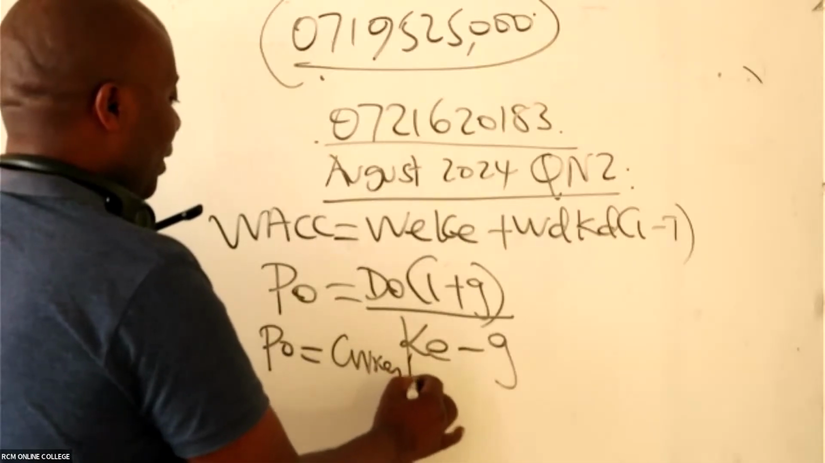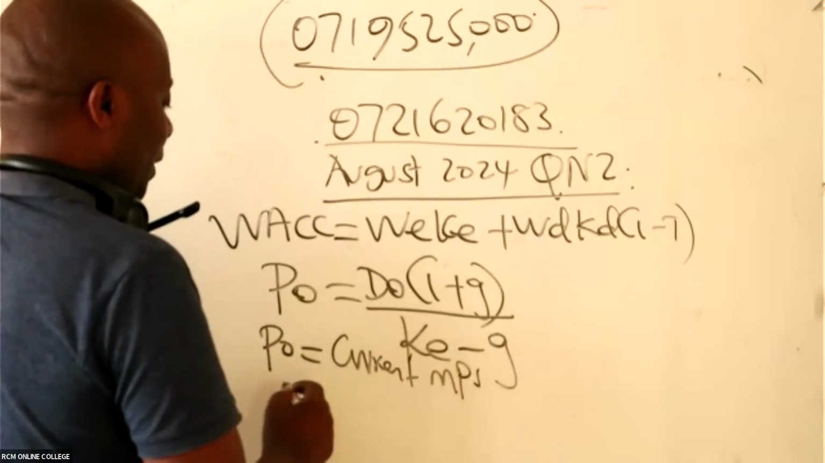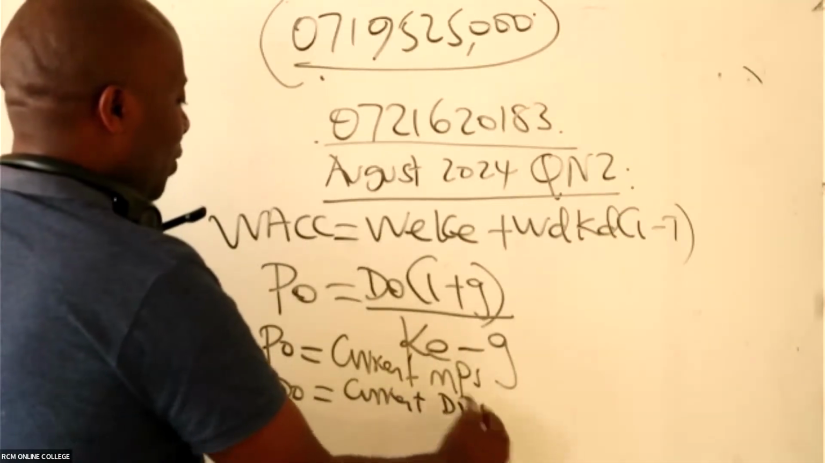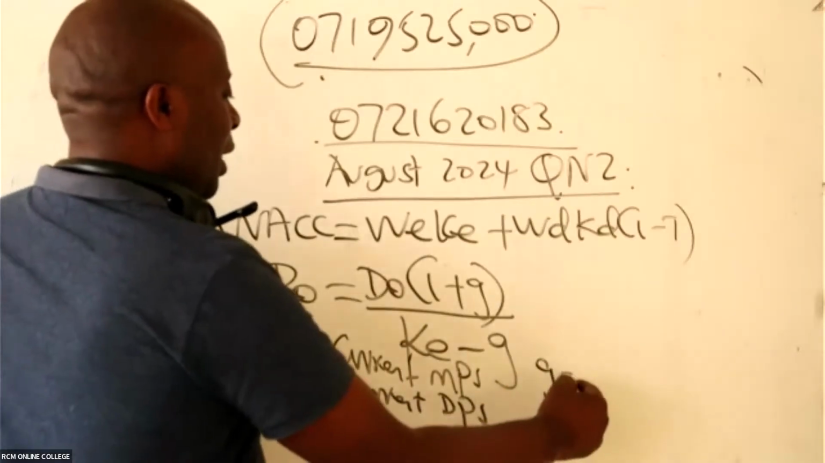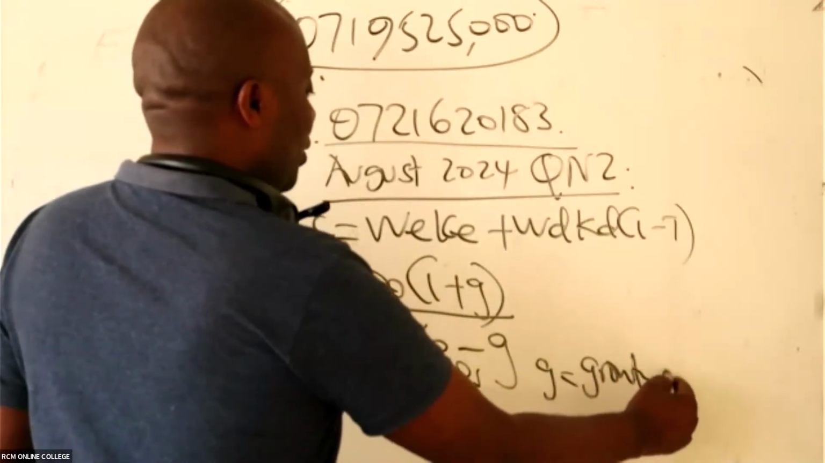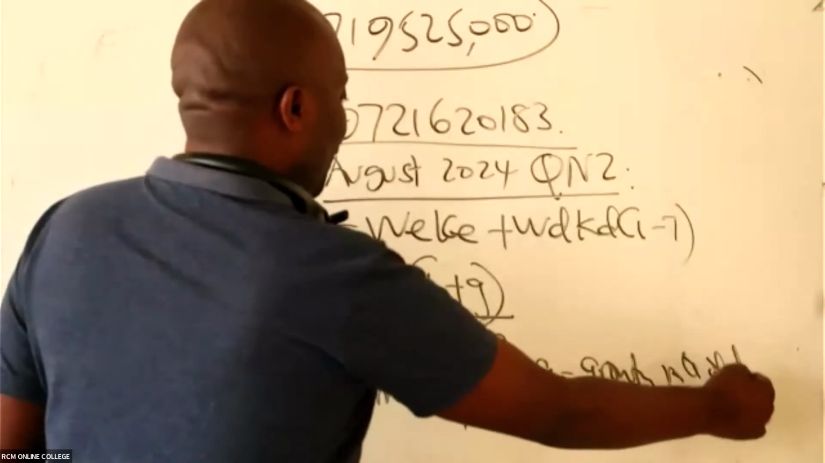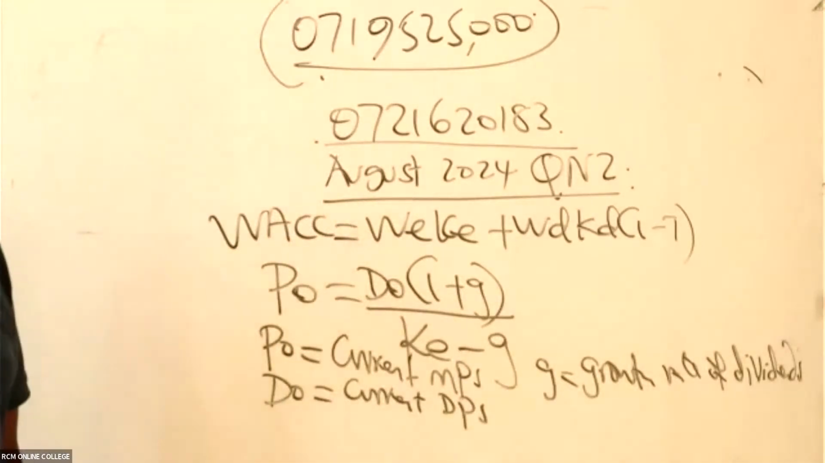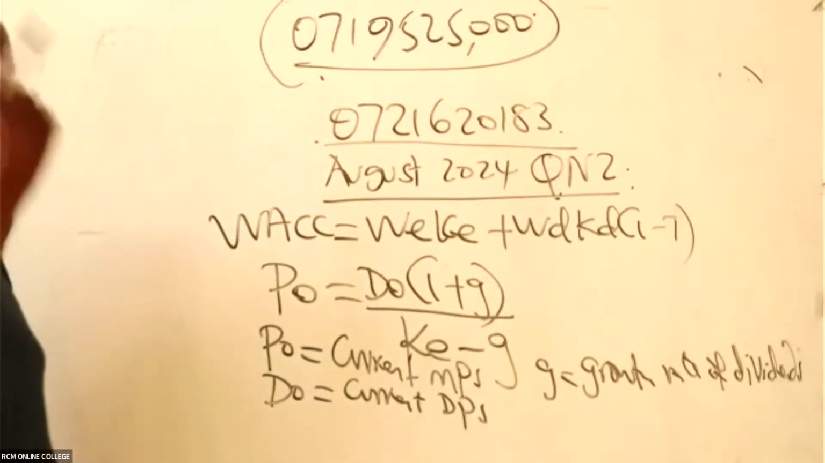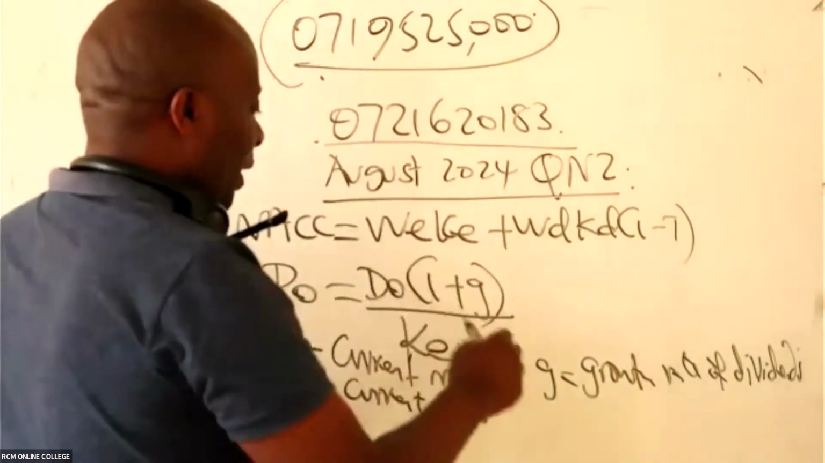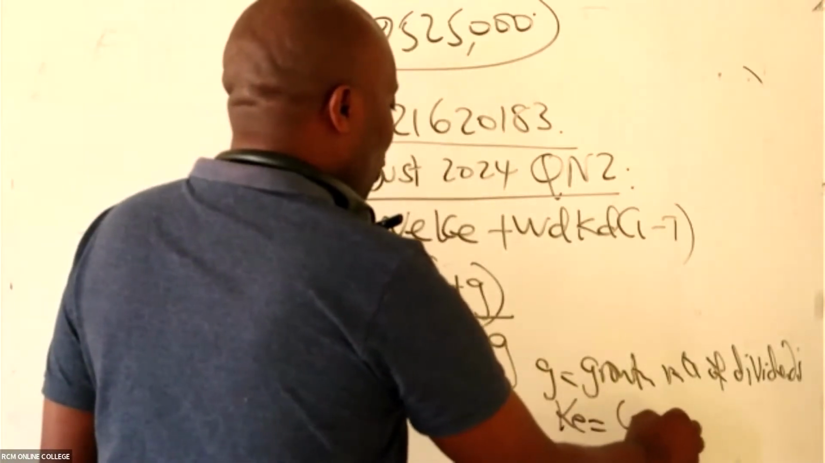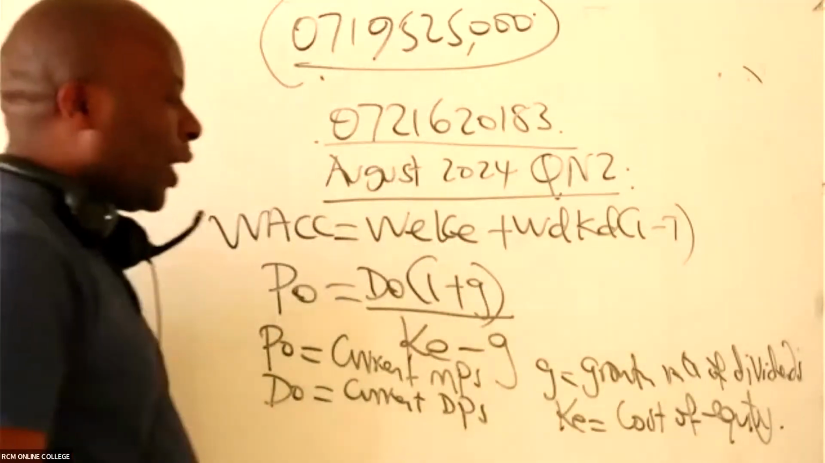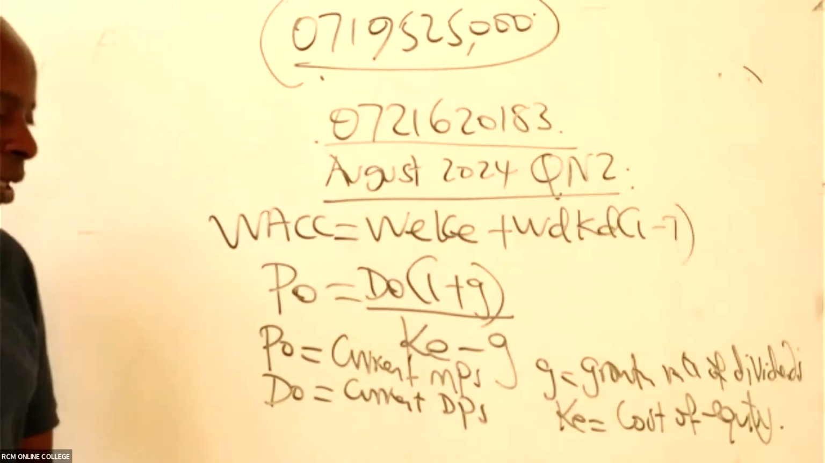D0 stands for the current DPS. g stands for the growth rate of dividends. And then we have Ke standing for the cost of equity.